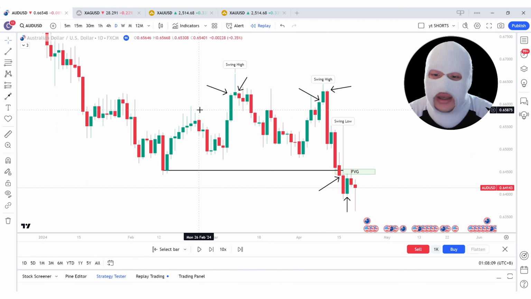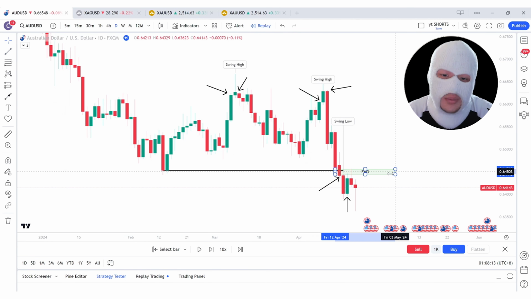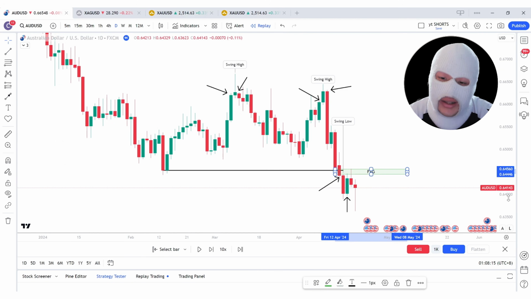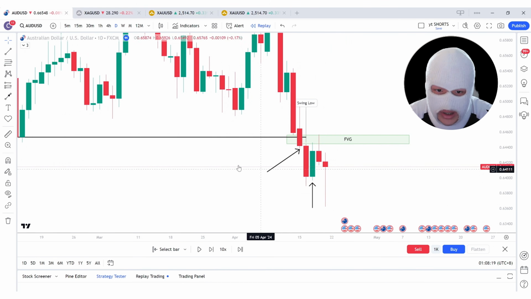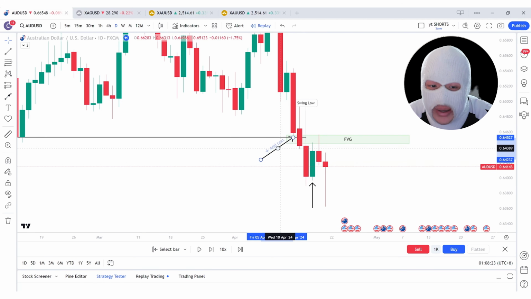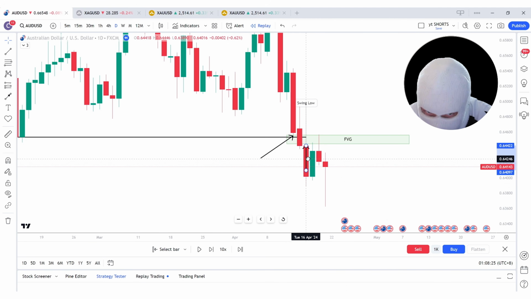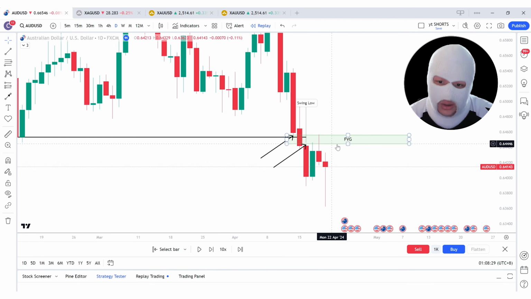The IRL in this case is the fair value gap over here, which is created by the 3 candlestick pattern as seen here. Remember, fair value gaps are created by the gap between the wick of the first candle here and the wick of the third candle right over here. This is an area of many unfulfilled sell orders.